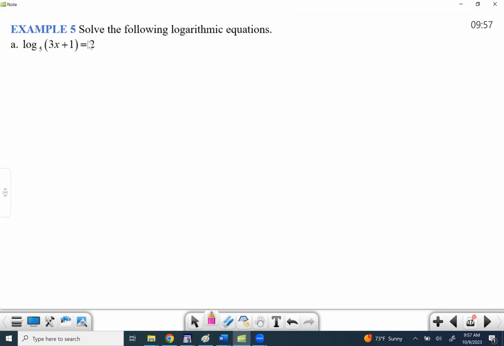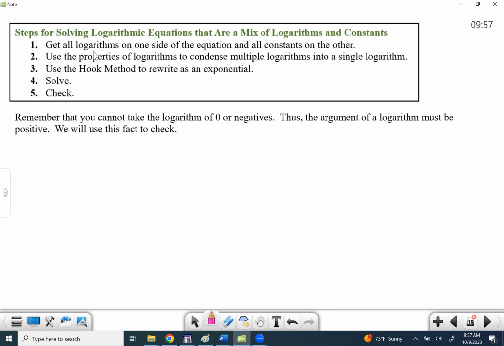This has a log, but this one doesn't have a log. So this is a mixture of logs and constants. So there's no way we're going to be able to make that look like the equivalence property of logarithms because we need logs on both sides for that. So here's the sequence of steps that you're going to go through to get the job done.